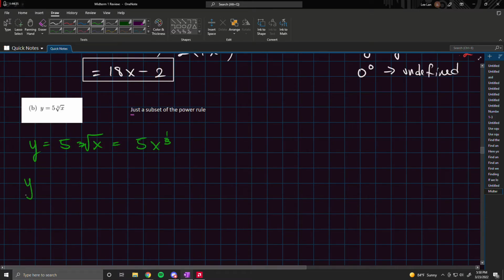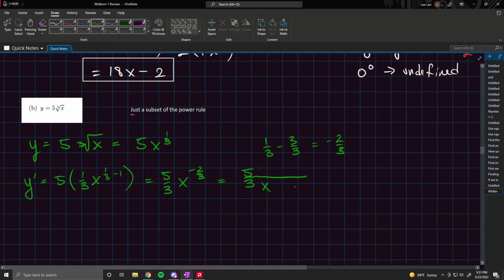right? And so y prime will just be, well, I'll leave the 5 out of it and I can handle it later. I move the 1/3 in front, x, and then I subtract 1. So 1/3 minus 1. Okay, and then I can deal with the coefficient now. So that's 5/3 x to the 1/3 minus 1. So that's 3 over 3, which is negative 2/3. Right, and then I can simplify this even more.